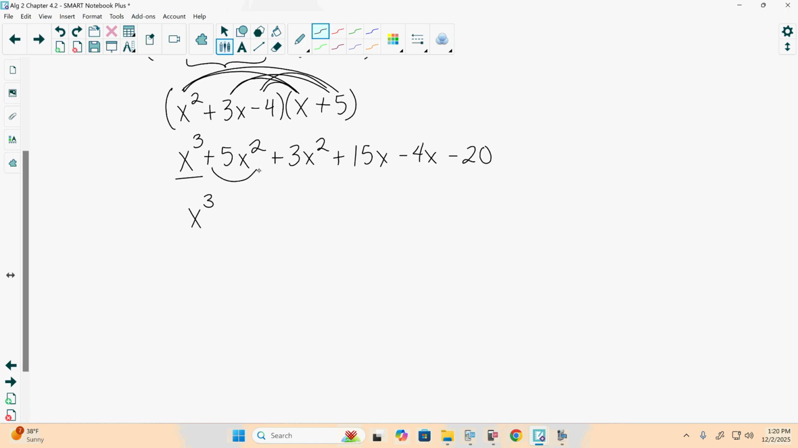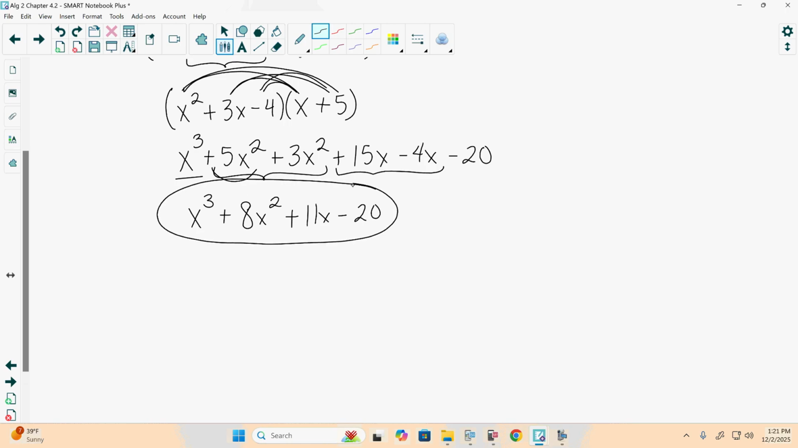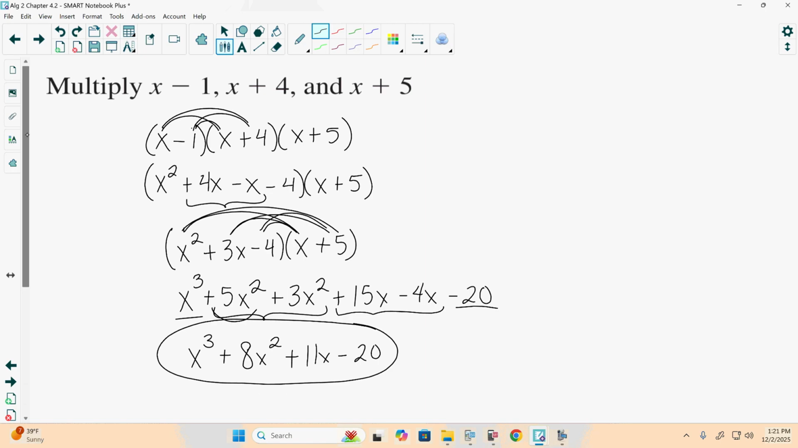And lastly, when we combine like terms, well, x cubed doesn't have any like terms. Our x squared terms instantly are next to each other. 5x squared plus 3x squared is 8x squared. Our x terms, 15x minus 4x, is going to be plus 11x. And our constant term of negative 20 doesn't have any like terms, telling us our final answer is x cubed plus 8x squared plus 11x minus 20. Questions on multiplying three binomials together.